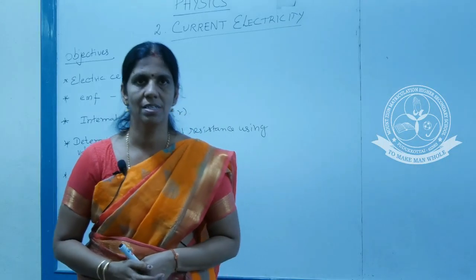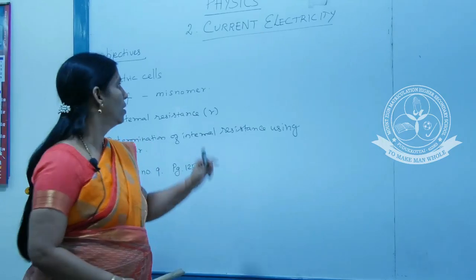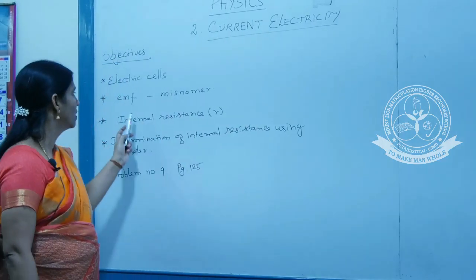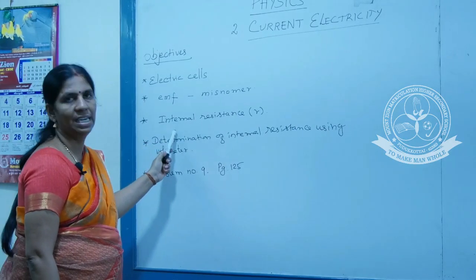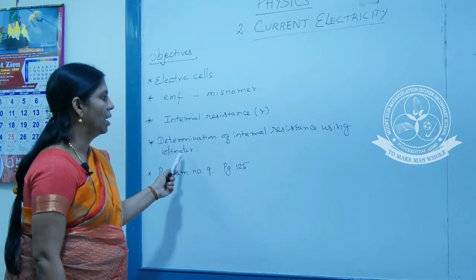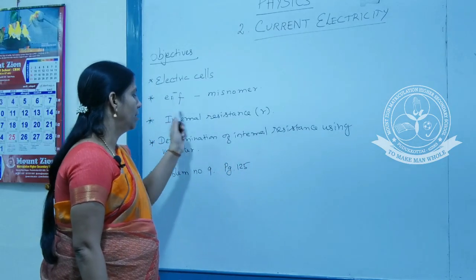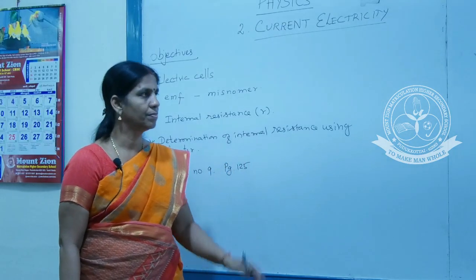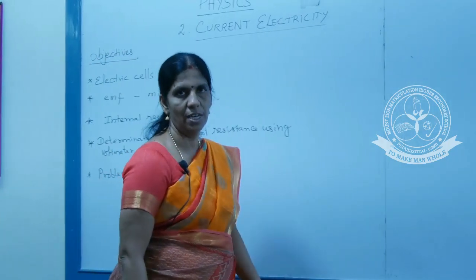Good morning, students. This session goes with the explanation of what are electric cells, what is an EMF, what is an internal resistance of a cell, and how to determine internal resistance using a voltmeter, and related problems we are going to learn. Let us come to the first topic. What are electric cells?